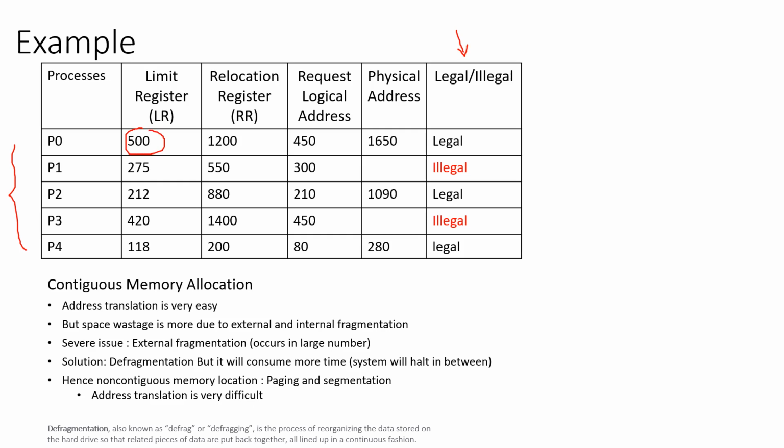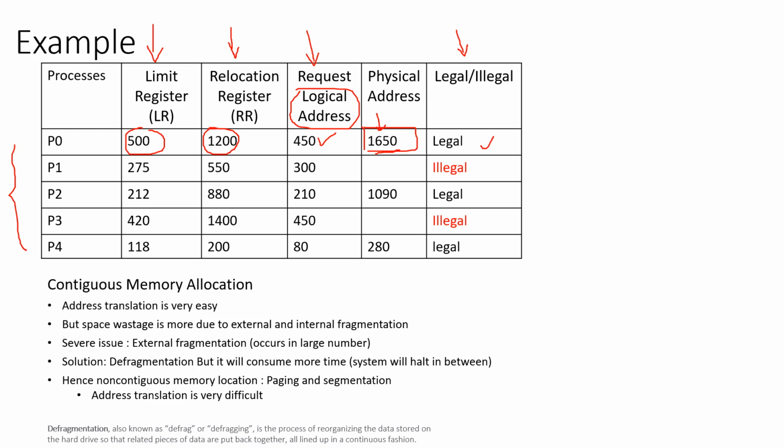Relocation register, that is the base address, is 1200. And what is the logical address requested by CPU? It is 450. Now what I said is this logical address should always be less than the limit register. So 450 is less than 500. Is it true? Yes. So what we are going to do is add this base register address to the logical address. So 1200 plus 450 is 1650, and I can get this process at 1650 in main memory. So this is a legal request.